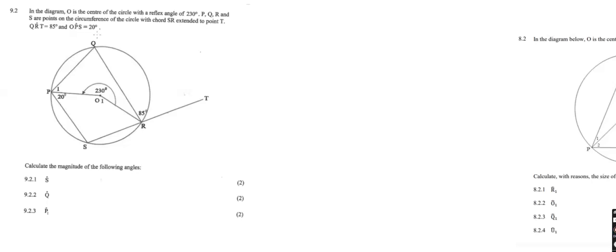OPS is 20. Now clearly we can see that this is a cyclic quad, so all the theorems of a cyclic quad apply here. The opposite angles of a cyclic quad are supplementary. The exterior angle of the cyclic quad is equal to the interior opposite. So we might have to use that.